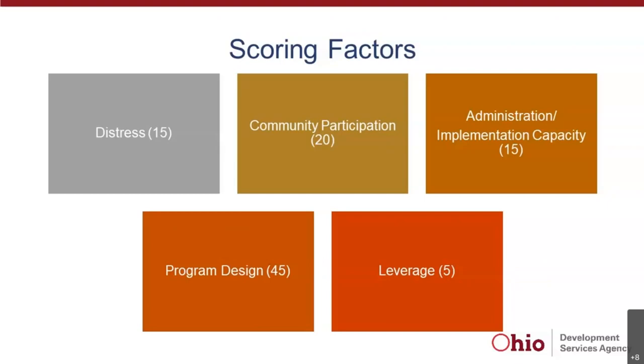Finally, community participation is worth 20 points, and it includes the extent to which the local citizens and community organizations support selection of the proposed activities, and the community's effectiveness in involving local citizens in program planning. The planning process should include details regarding information dissemination, project selection, and prioritization strategies.